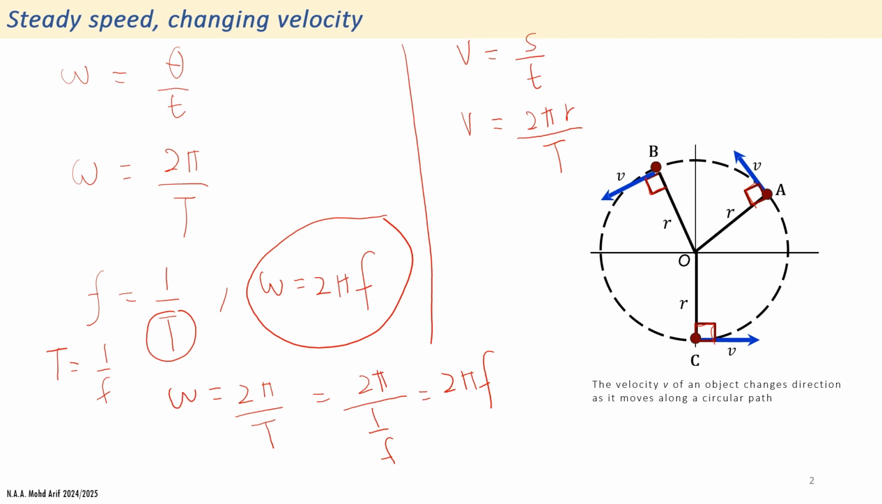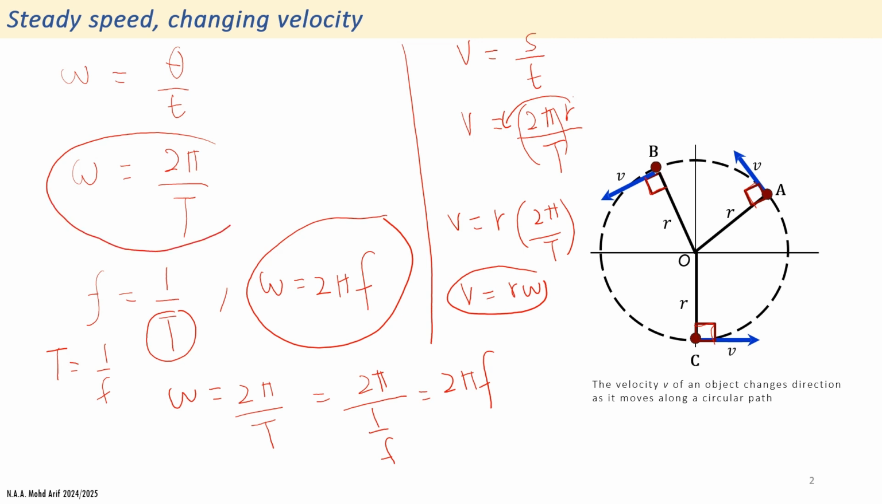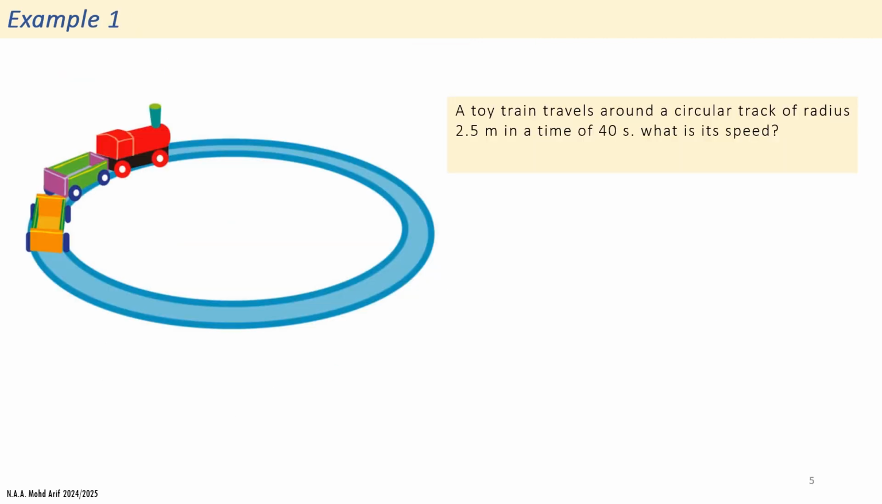Therefore, the relationship between speed and angular speed is v equals r times 2 pi over T. So r we bring in front, then 2 pi over T. So we can write v equals r omega, where omega is 2 pi over T here. So example 1.